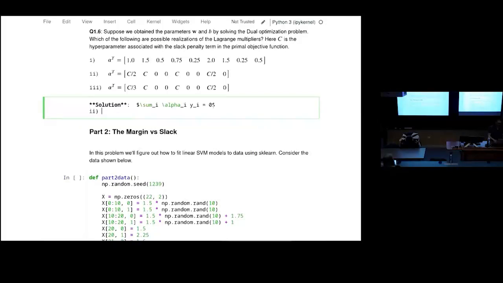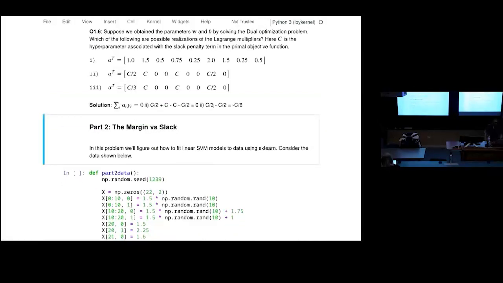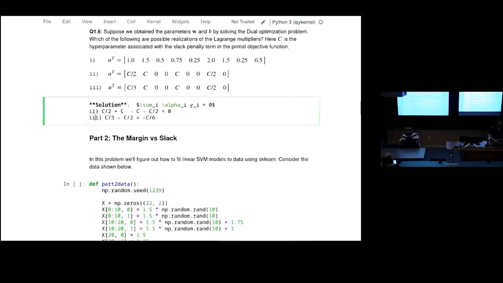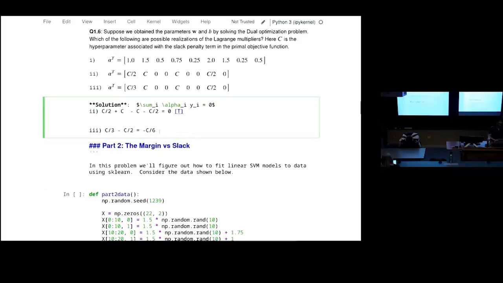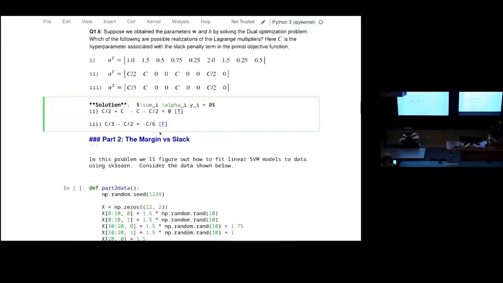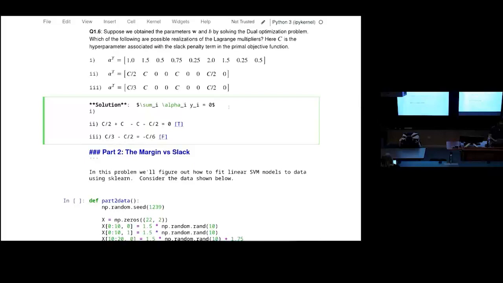Okay, second option, if we compute the sum, we're going to have C by 2 plus C minus C minus C by 2. For the first, we're going to have C by 3 minus C by 2, which is minus C by 6, if I'm not mistaken. So this one is correct. Yeah, I'm too lazy to do the sum for the first one, but I'm sure it's not true.